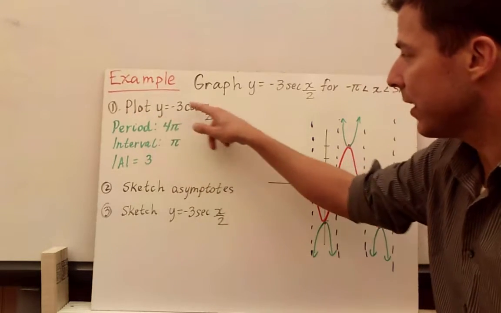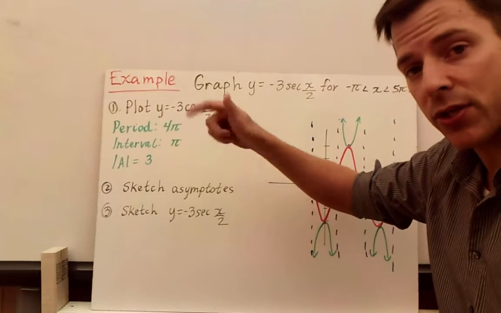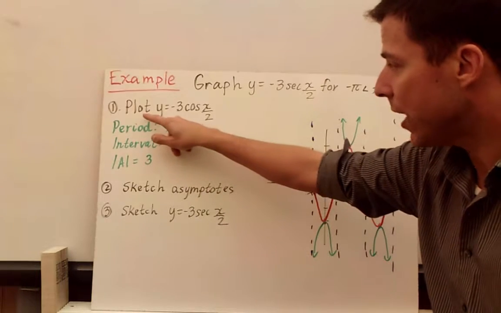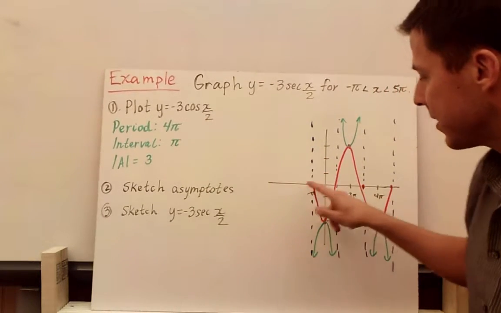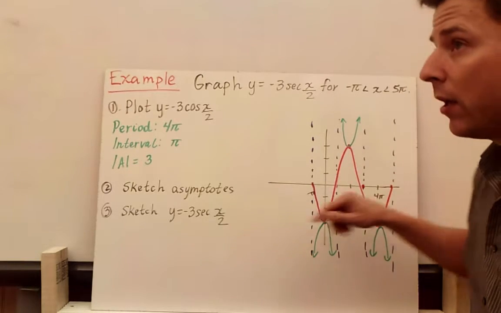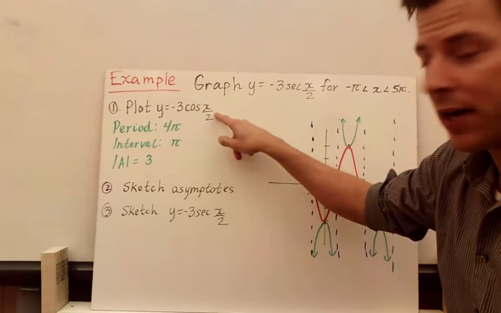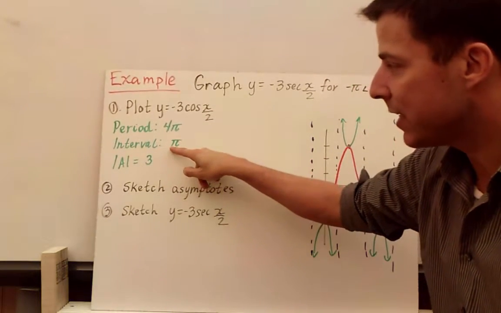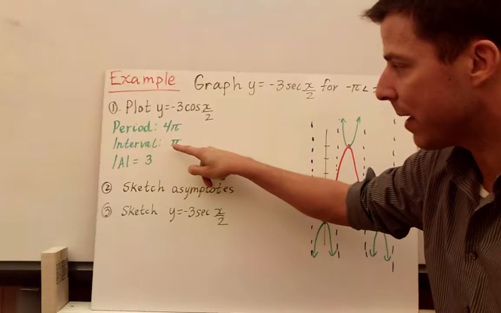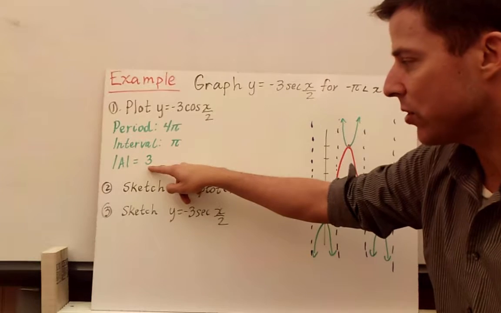Number one, I'm going to plot the same function, and instead of secant x, I'm going to graph cosine, because those two functions are related. So I'll plot y equals -3 cosine of x over 2. That's the red graph you see here. Okay, so now the period is 2 pi over 1/2, which is 4 pi. My interval spacing is going to be my period divided by 4, which would give me pi. My amplitude is 3.